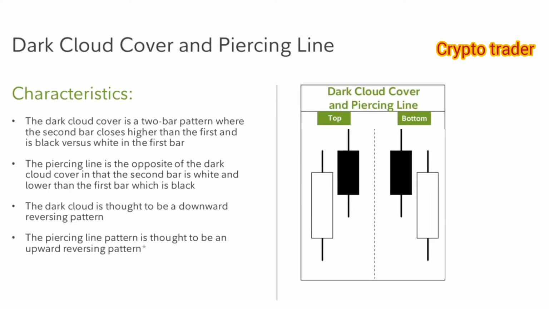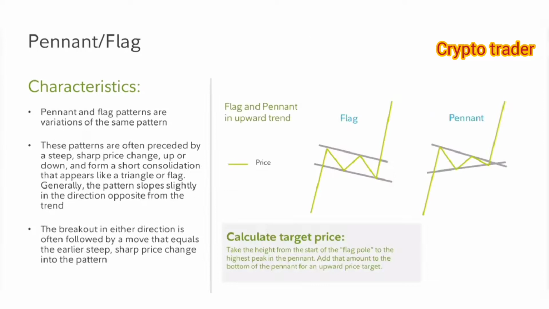Dark cloud cover and piercing line. Characteristics: the dark cloud cover is a two-bar pattern where the second bar closes higher than the first and is black versus white in the first bar. The piercing line is the opposite of the dark cloud cover in that the second bar is white and lower than the first bar, which is black. The dark cloud is thought to be a downward reversing pattern. The piercing line pattern is thought to be an upward reversing pattern.